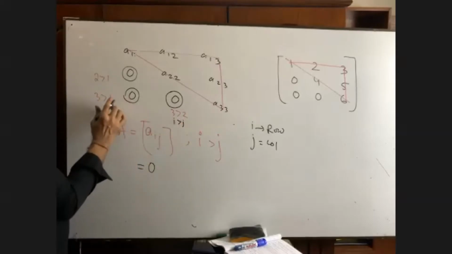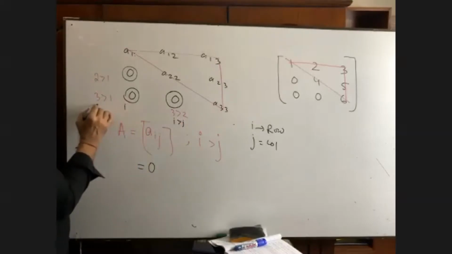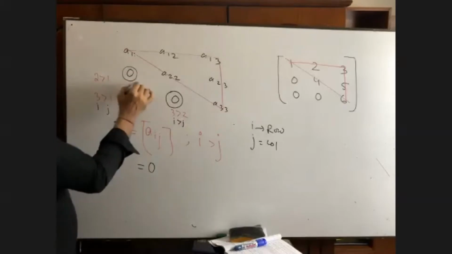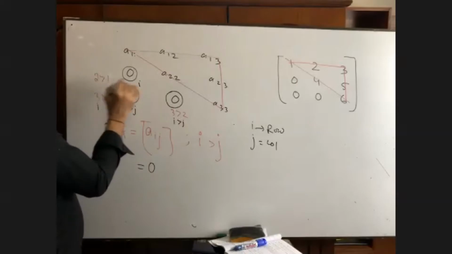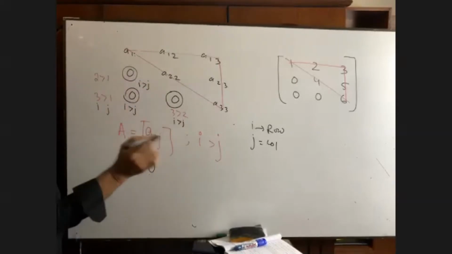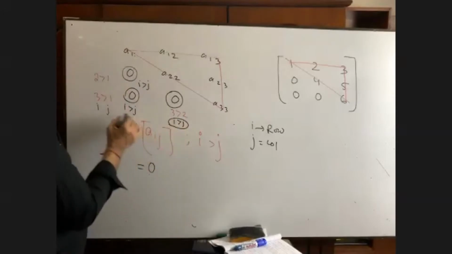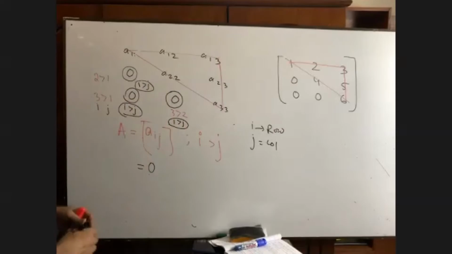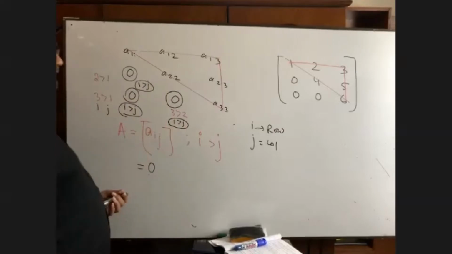Here it is 3, 1. This is i and this is j. i greater than j. Here 2, 1. i is 2, j is 1. i greater than j. I mean, it is equal to 0 when i is greater than j. Please try to understand. Have you got it?